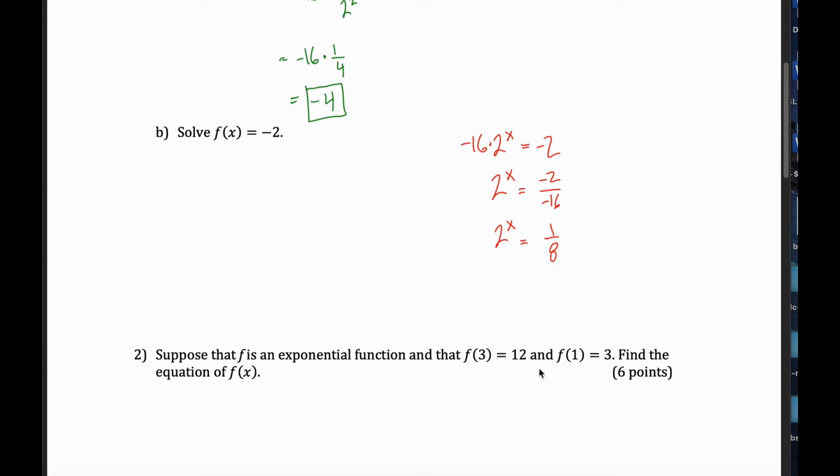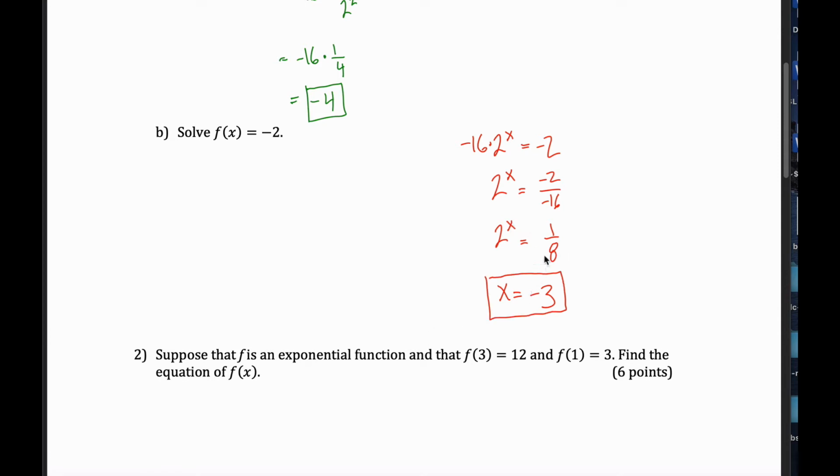So now I just have to ask myself the question, what power do I have to raise 2 to to make it equal to 1/8? Well, 2 to the third power equals 8, because 2 times 2 times 2 is 8. But I don't want 8, I want 1/8. So I guess I need my exponent to be negative. I need x to be equal to negative 3. 2 to the negative third power is 1/8.